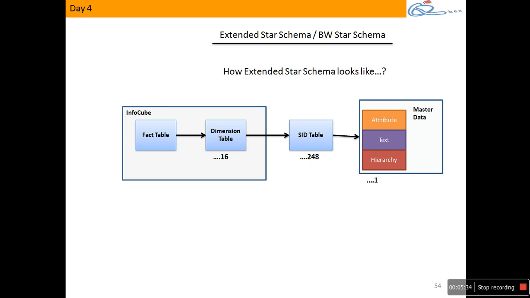So when you look at the extended star schema, we're going to have something called a fact table, which is connected to the dimension table, and the dimension table is connected to the SID table. The SID table will be connected to master data, which could be of three types. We don't store all the master data in a single table. In order to normalize the data, we split master data attributes into one table, text data into one table, and hierarchy, parent-child data, into a different table called hierarchies. I gave you a slight introduction already: attribute, text, and hierarchies.